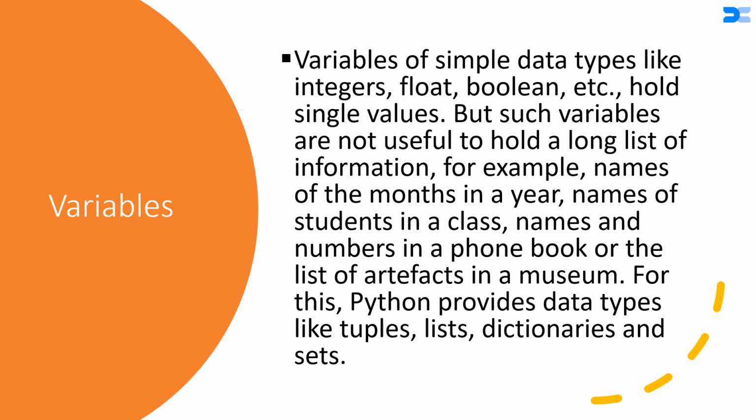Variables of simple data types like integers, float, boolean, etc. hold single values. But such variables are not useful to hold a long list of information, for example, names of the months in a year, names of students in a class, names and numbers in a phone book, or the list of artifacts in a museum. For this, Python provides data types like tuples, lists, dictionaries, and sets.